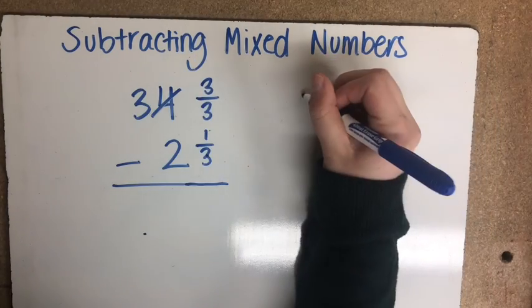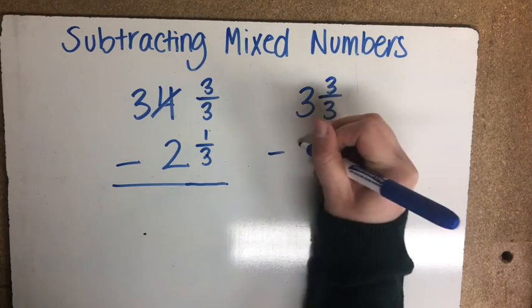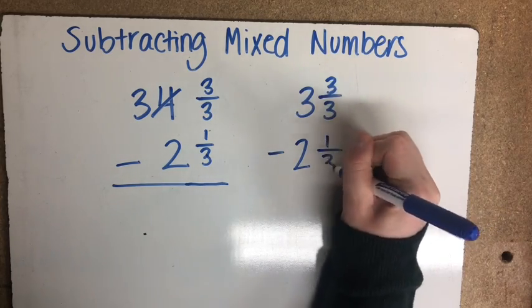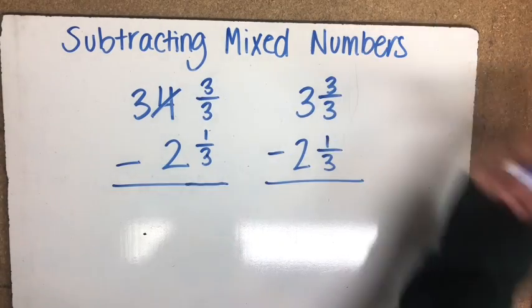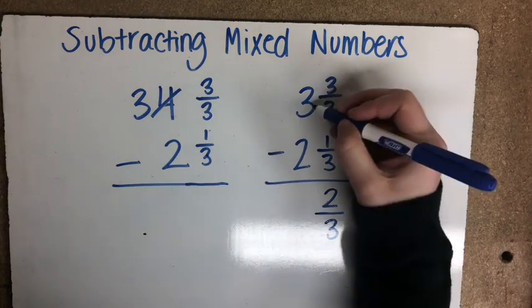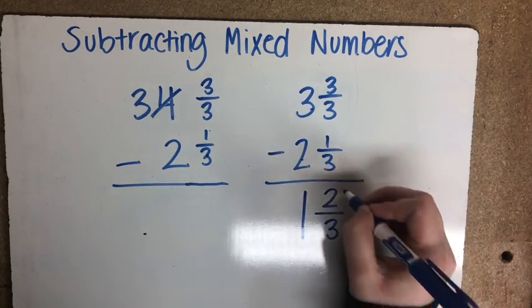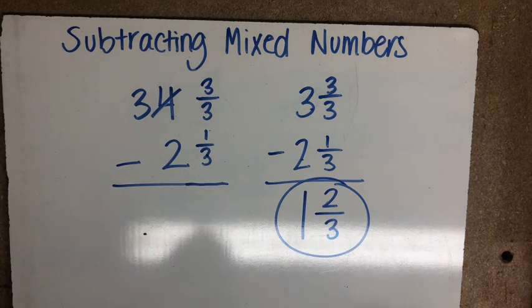So now this 4 becomes 3 3/3 minus 2 1/3. Okay, I can do 3 minus 1, so I get 2/3. 3 minus 2 is 1. 1 2/3.